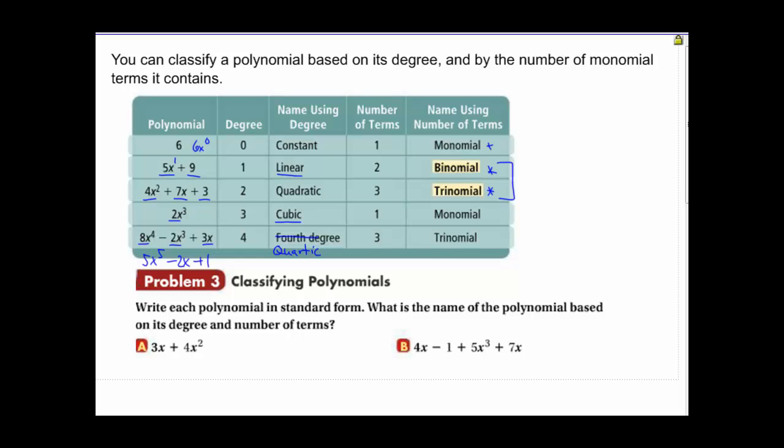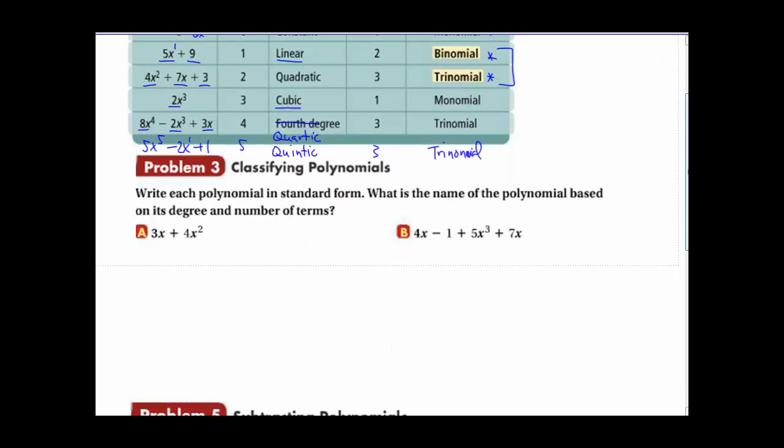This has a 5 and a 1 and a 0, so it's a 5th degree. We call this quintic. This happened to have 3 terms, so it's also a trinomial. So you will need to know how to name it by degree and also classify it by the number of terms. For instance, we're going to write each one in standard form, and then name the polynomial based on its degree and number of terms.